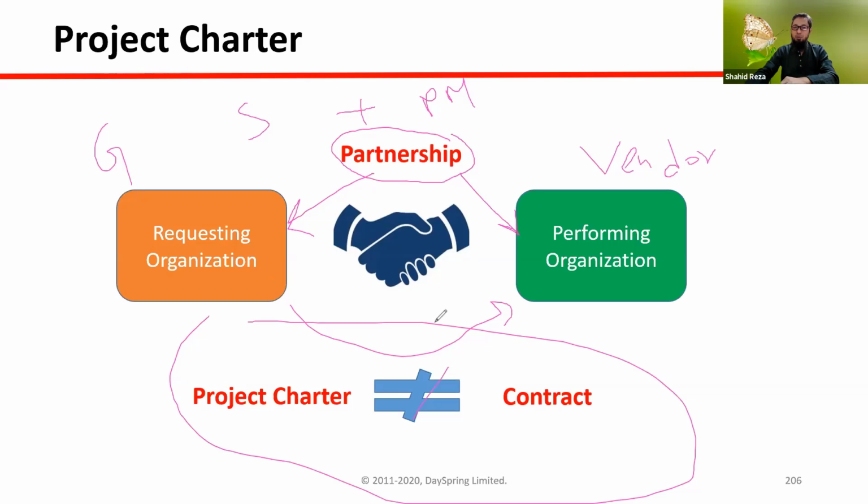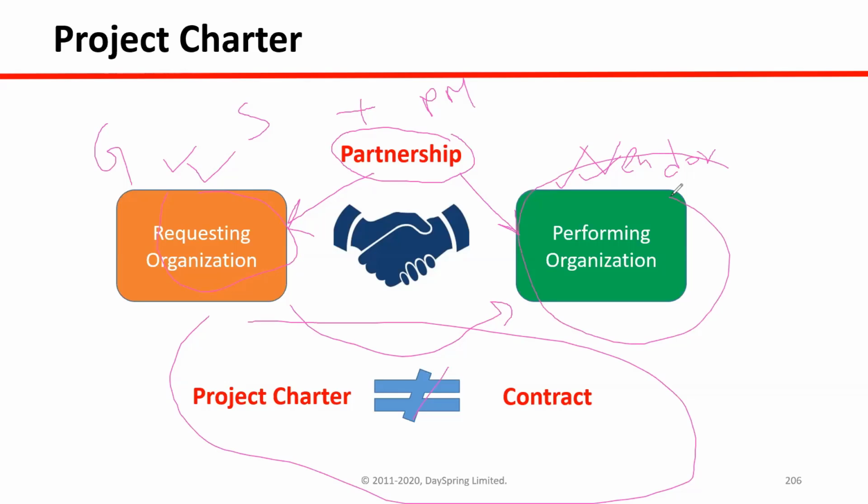So at that time, project charter is the partnership between the requesting organization and the performing organization. And in private sector, this happens: when you are giving work to the vendor or supplier, they together develop the project charter. So this is the partnership between the supplier and the buyer, buyer and seller, or in government capacity, it will be the government and the vendor, tenderer, or supplier.